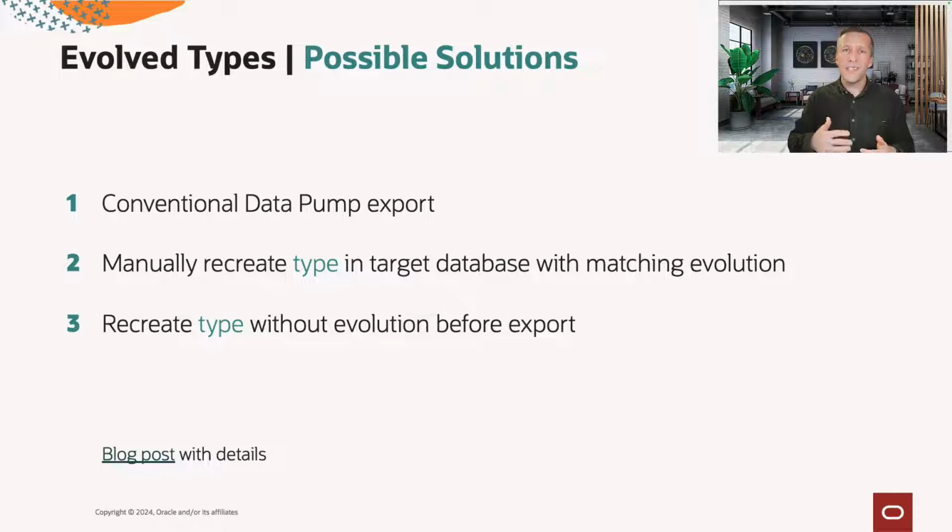The third option is not always feasible. We can recreate the type in the source database without evolution. So instead of having a create type and many alter type commands, you can just create the type in its final state with one create type statement, avoiding the evolution. But since you have dependent tables using that type, this might not always be a feasible solution. Which solution should you use? It depends, as always in IT.